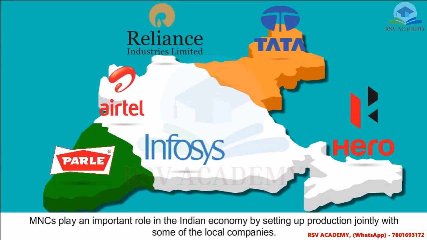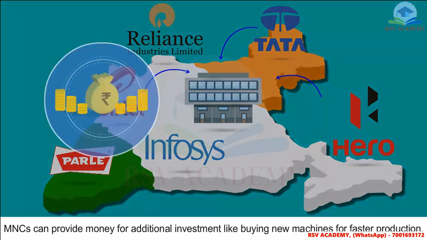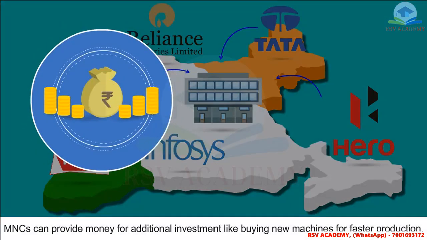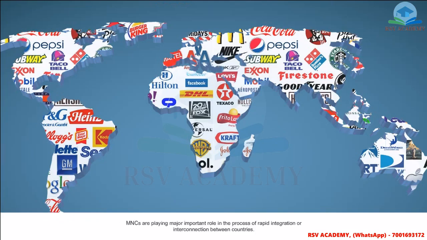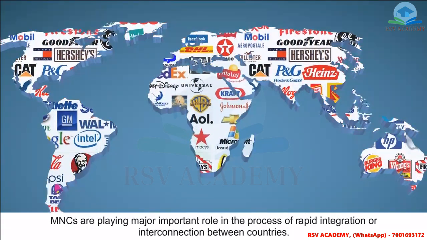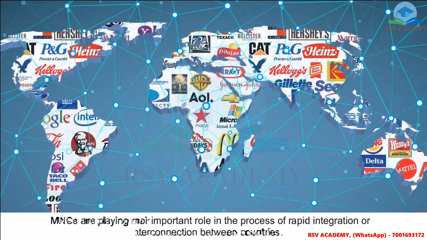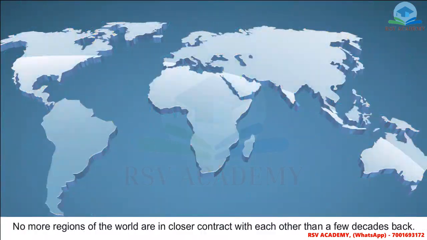MNCs play an important role in the Indian economy by setting up production jointly with some of the local companies. For example, MNCs can provide money for additional investment, like buying new machines for faster production. MNCs are playing a major role in the process of rapid integration or interconnection between countries. No more regions of the world are in closer contact with each other than a few decades back.